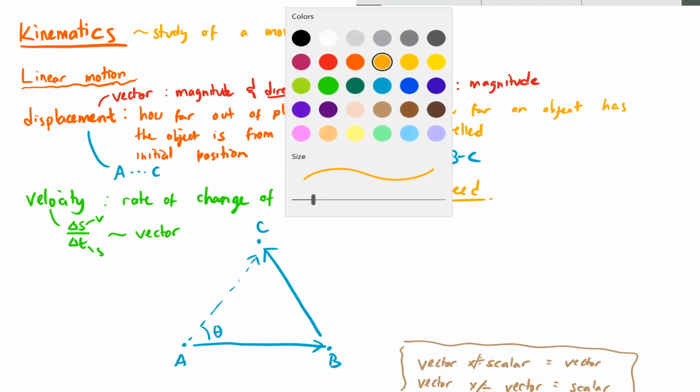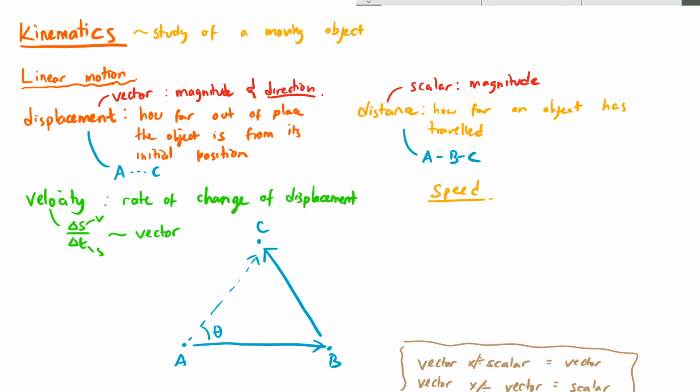The rate of change of velocity is another definition. What's that? It's known as acceleration. It is the rate of change of velocity, so it's delta V over delta t. It is also a vector, and time is a scalar, so it'll be a vector. Alright?